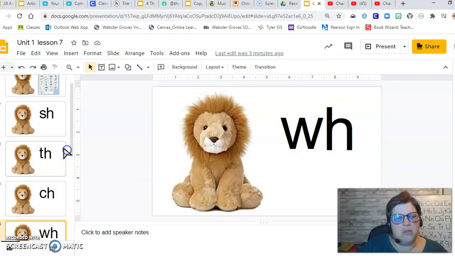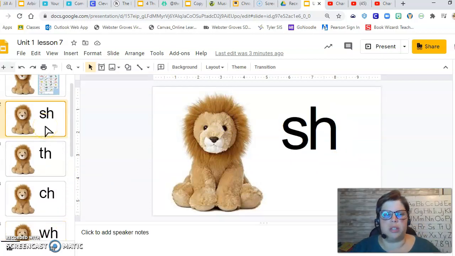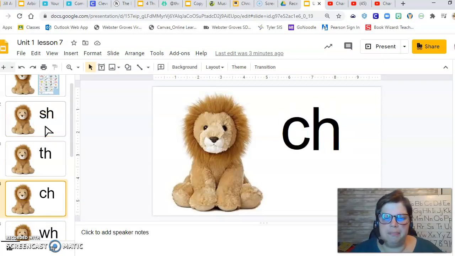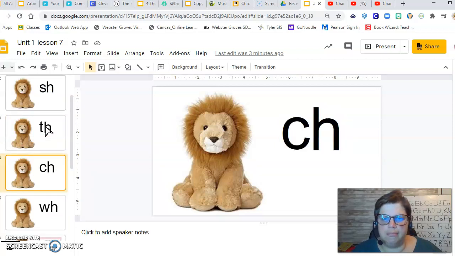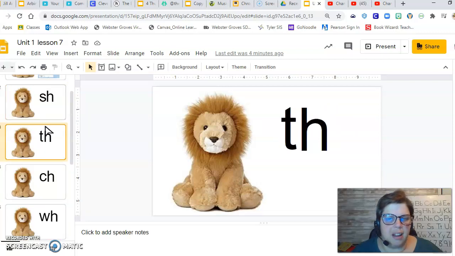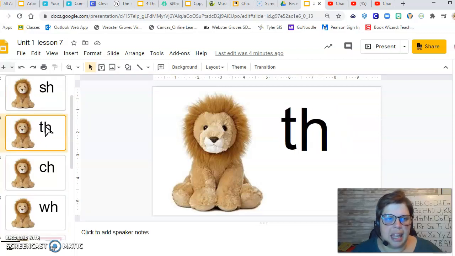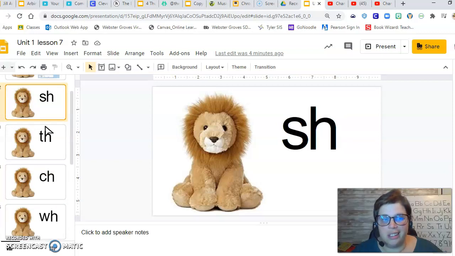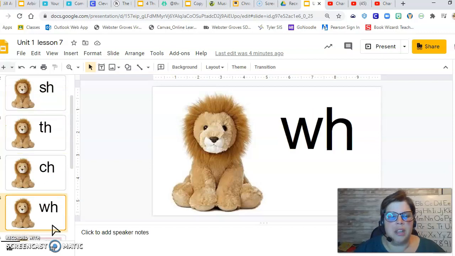Now, I want to see what you notice here. I'm going to flip through these slides really quickly. What do you notice that these digraphs have in common? Do you see it? Shout it out to me if you see it. Something these digraphs have that's the same. Yeah, they all have an H. They do. The second letter for all these digraphs is the letter H. Isn't that interesting? I wonder when we see an H next to another consonant in a word, if sometimes that makes it a digraph. We're going to have to really study it to find out.